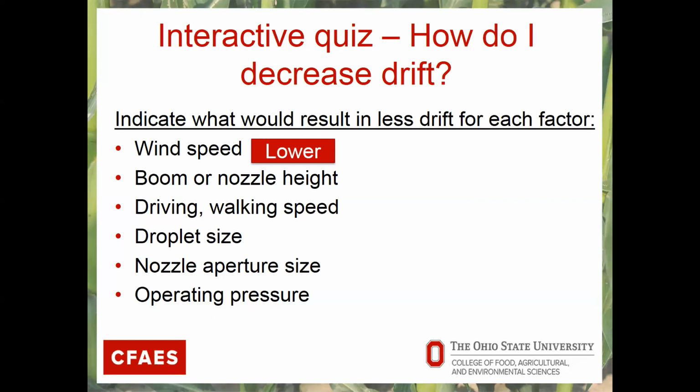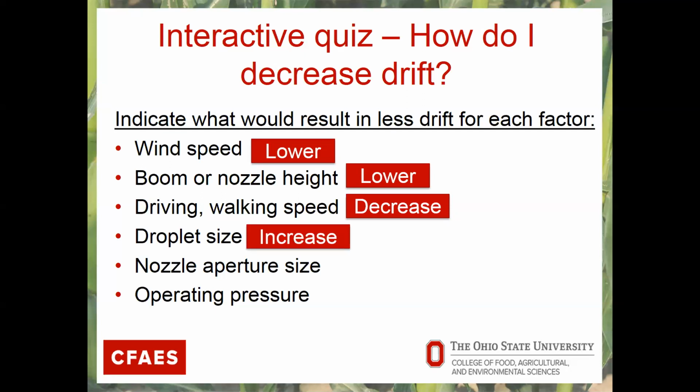For boom speed and nozzle height, you would want lower to reduce the risk of drift. For driving or walking speed, would you want to decrease or increase? You would want to decrease to reduce drift. For droplet size, would you want to increase or decrease? You would want to increase.